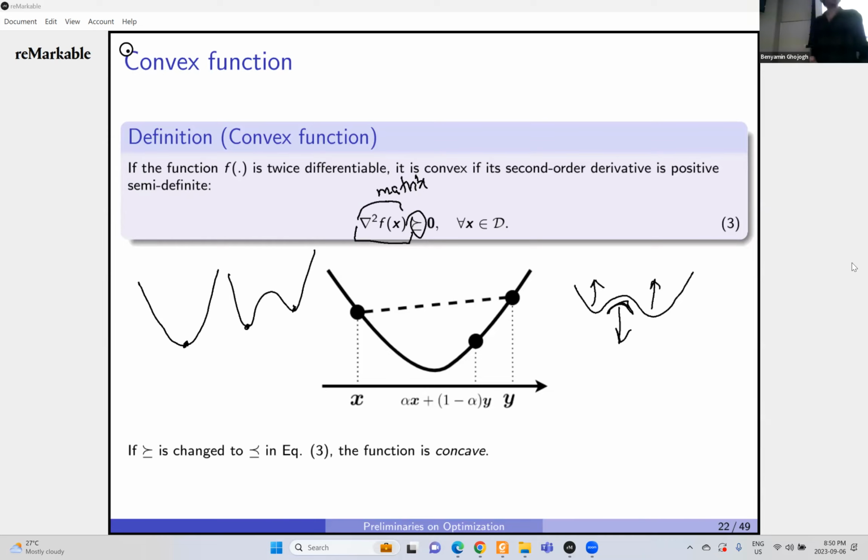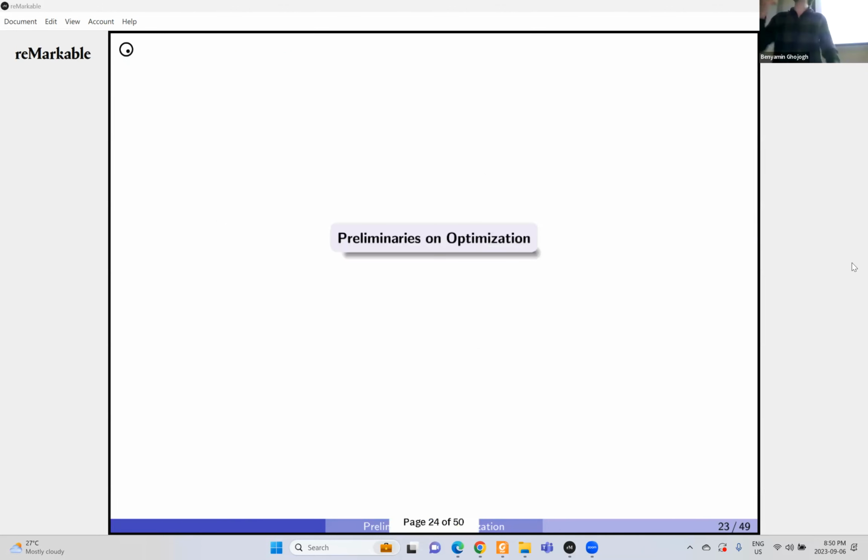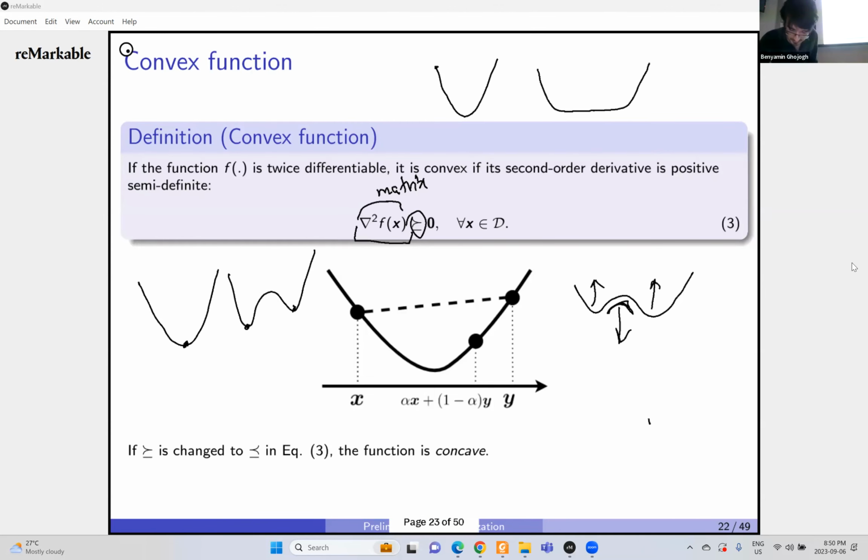In simple words, why do I use positive semi-definite? Because this is positive definite, but this is positive semi-definite. Both of them are convex. By the way, if it is negative definite, like this, we call it concave, the opposite of convex. For maximization, you want it to be concave. For minimization, you want it to be convex.